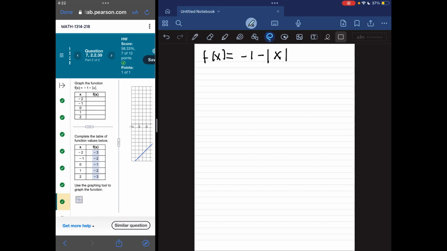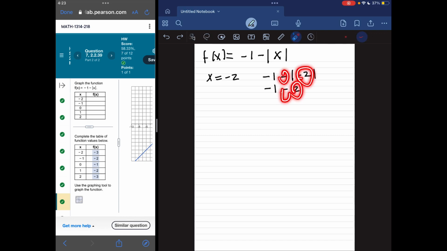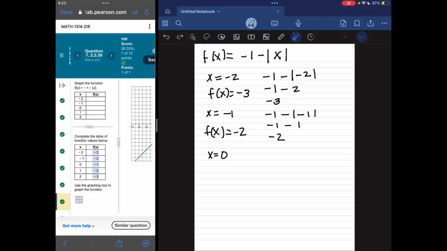So when x is negative 2, you're going to substitute into the formula. Negative 1 minus absolute value of negative 2. Negative 1 minus 2. That negative 2 became a 2. That negative is from the operation. So then you get negative 3. So f of x equals negative 3. X equals negative 1. We substitute it. Negative 1 minus absolute value of negative 1. Negative 1 minus 1 equals negative 2. X equals 0. Negative 1 minus absolute value of 0 is just negative 1 minus 0, which is negative 1. F of x equals negative 1.